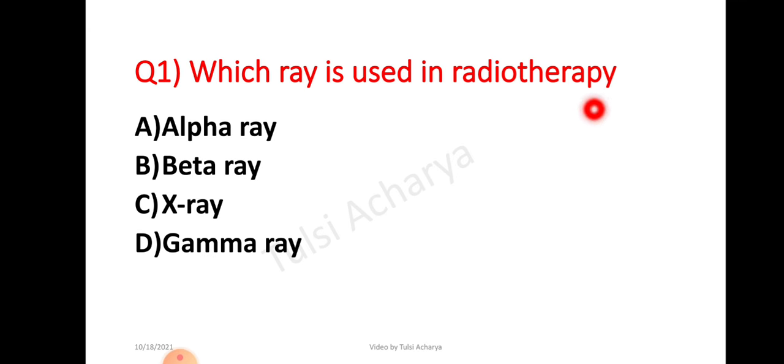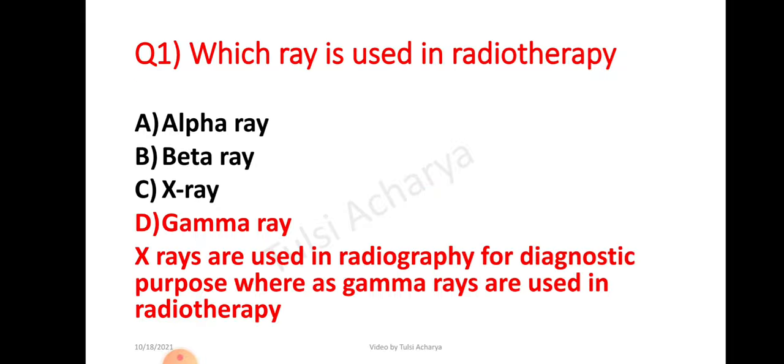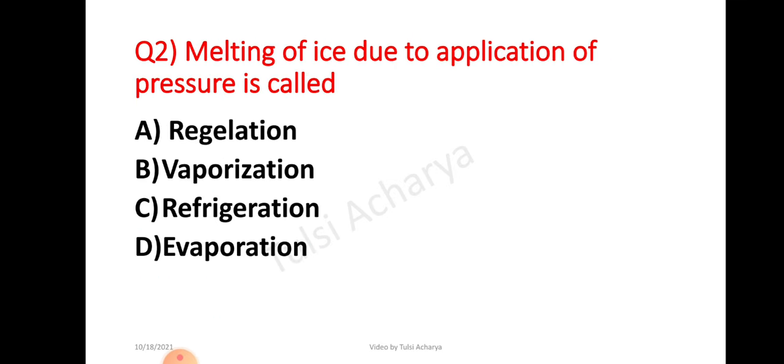Which ray is used in radiotherapy? The right answer for this question is option choice D, gamma rays. Don't confuse radiotherapy with radiography. X-rays are used in radiography for diagnostic purposes, whereas gamma rays are used in radiotherapy. Now let's move to question number 2.